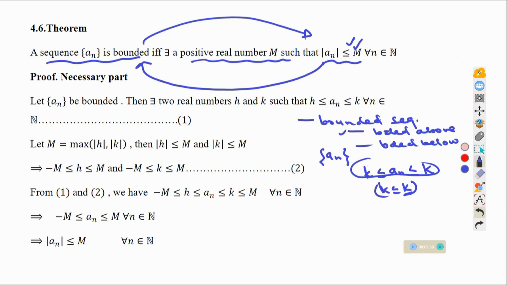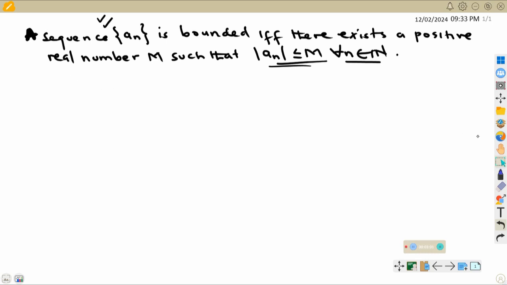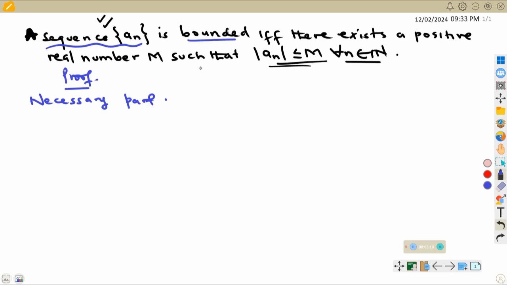So let us look at the proof. To look at the proof, let us begin with the necessary part. So the necessary part, as I said, we shall first of all assume that a sequence is bounded, then we show that this is true. So let our sequence a_n be bounded. So let this sequence be bounded. And now we need to show this.